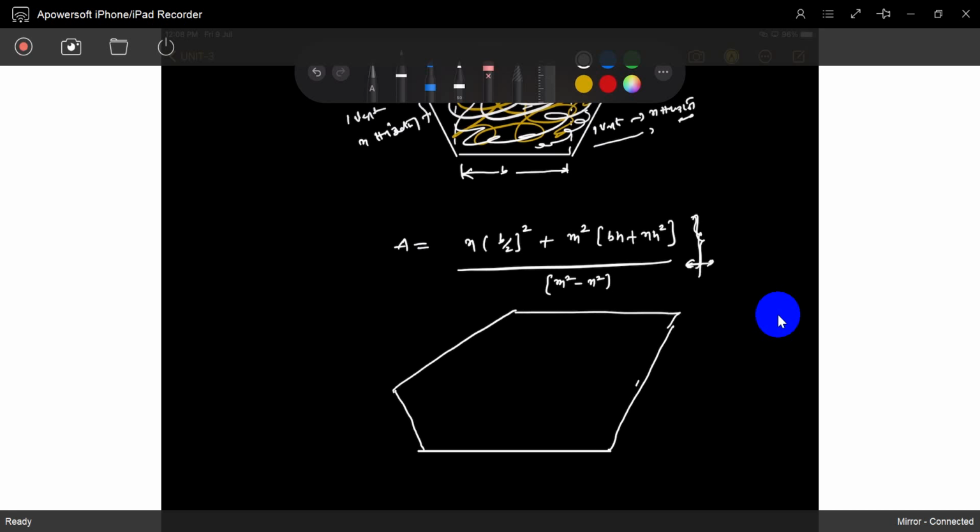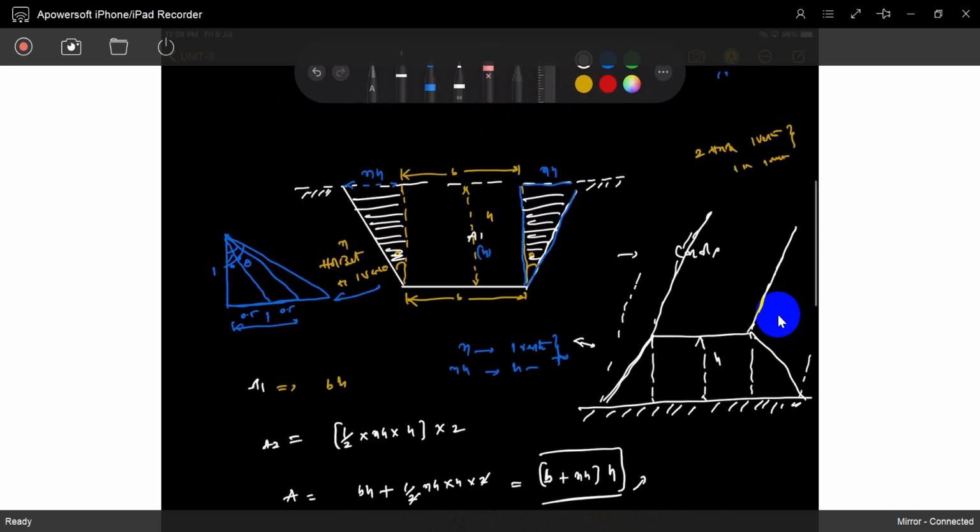Some sections are like this. If you find out the area of this section, it will be easy later. To find that area, you can use your methods. But most probably, embankments in railway road networks and canals are like this, trapezoidal embankments.